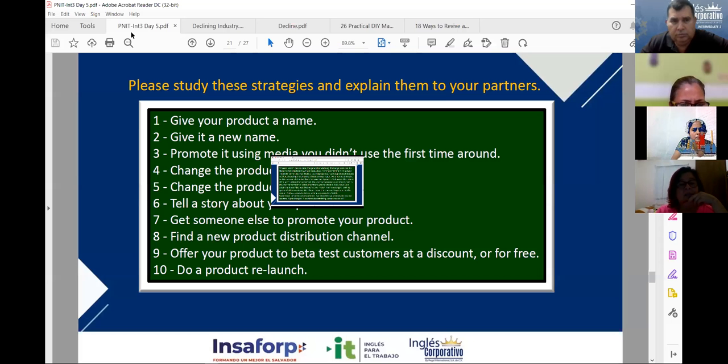What is messaging? Messaging is by chain the product sales strategy. Number six, tell a story about your product. Seven, get someone else to promote your product. Eight, find a new product distribution channel. Nine, offer your product to best customers at a discount or for free. And 10, do a product relaunch. Relaunch. Okay, number one, what product choose?